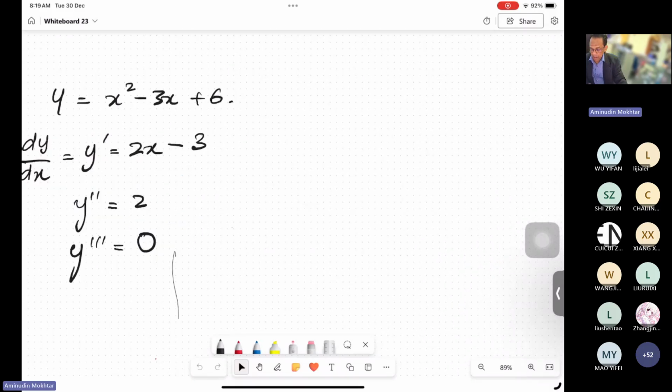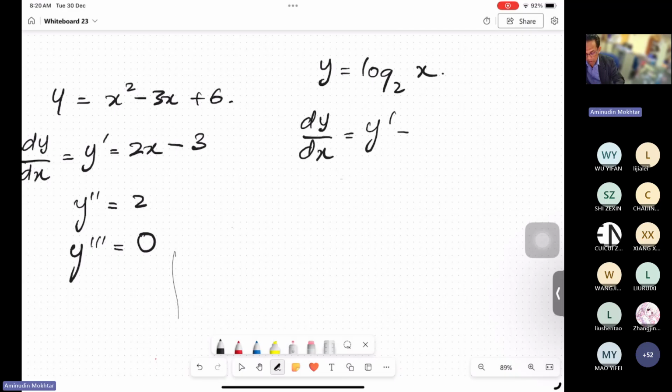For a log function, let's say we have y equal to log 2x. The first derivative, dy/dx or y prime, is equal to 1 over x log 2 times log 2e. That's the derivative for a log function. You can refer to page number 4.